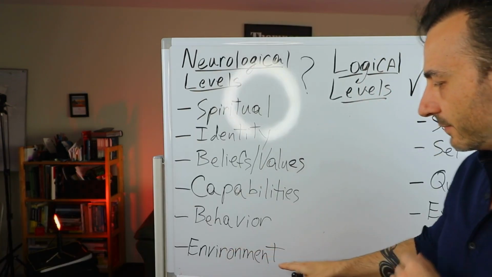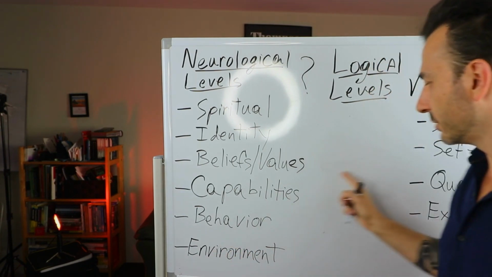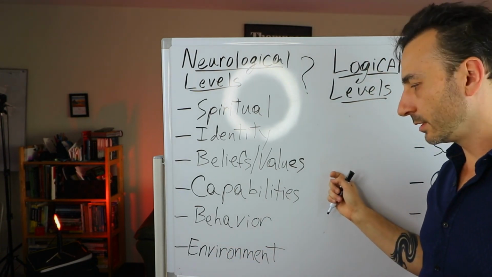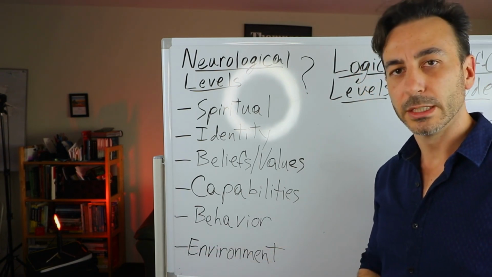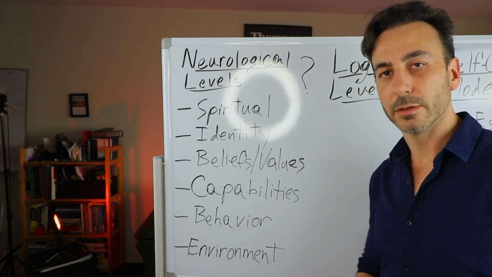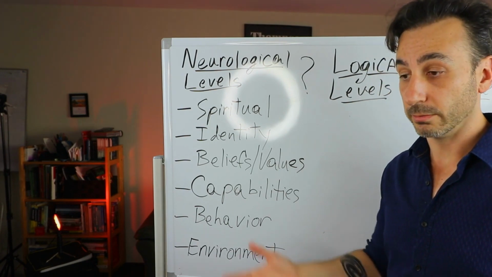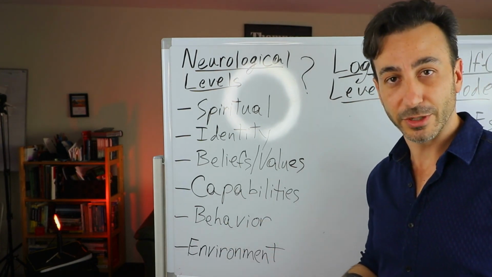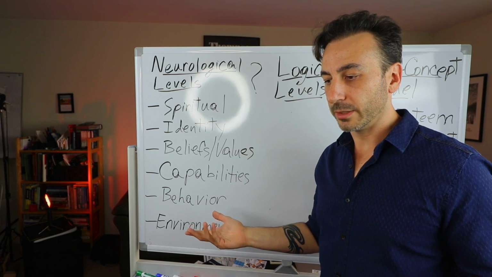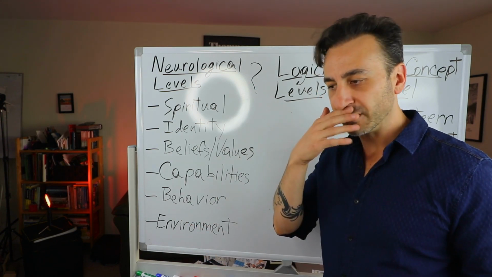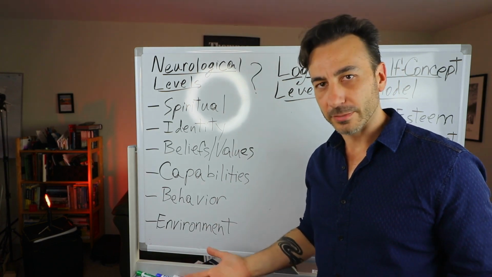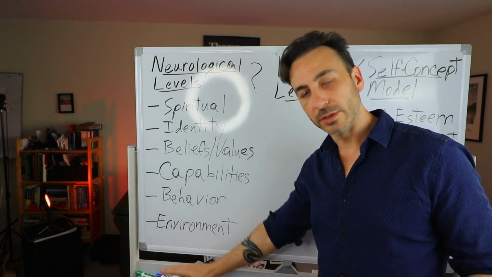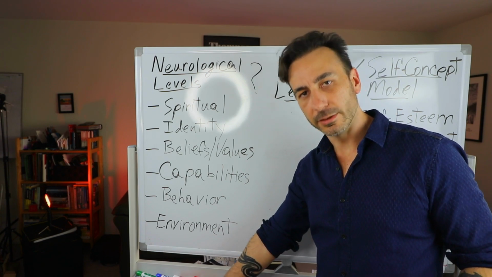So if we took environment and did what I did with the car here, and I said, let's do logical levels on just this level, environment. How would you get more specific about environment? You would be specific about the environment you're talking about. You could say a work environment, or something more ecological, like a rainforest. So we're getting more specific. We would be going down the logical levels.